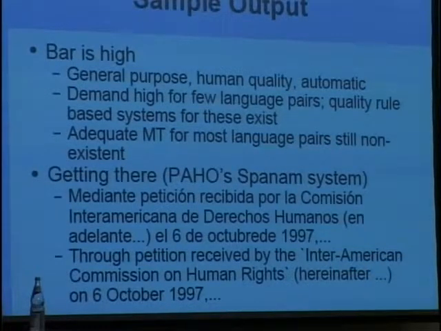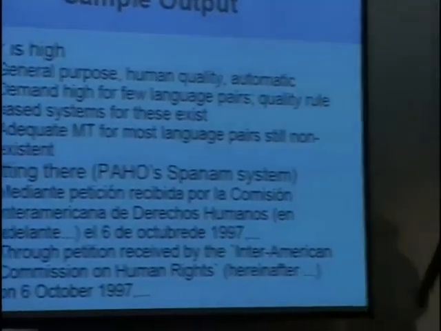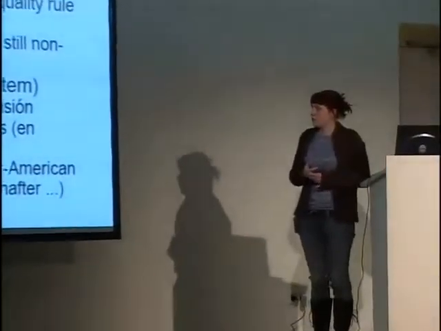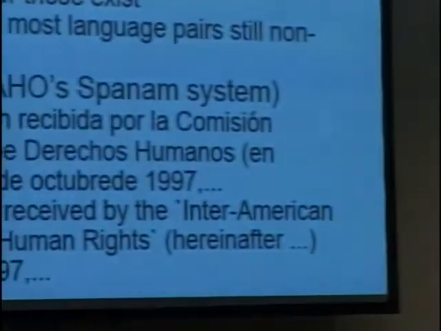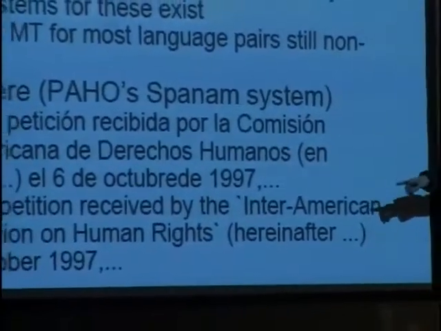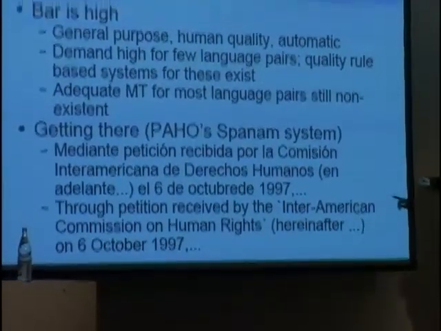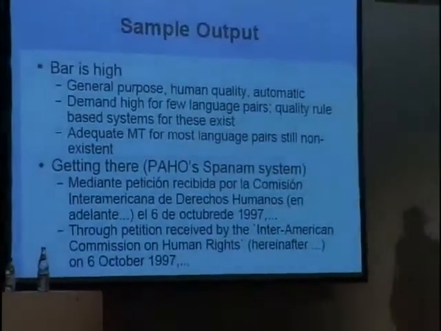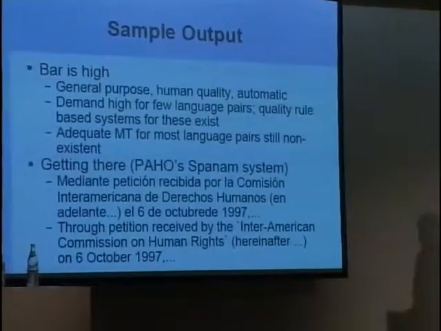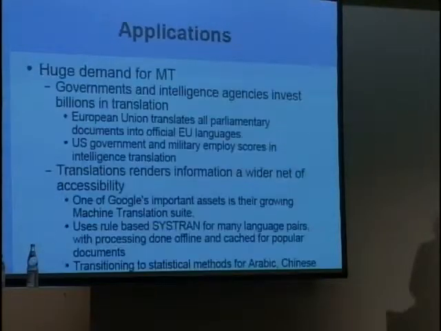Here's some sample output. I'm not going to read this all here, but you can sort of see the output is right here, and it's adequate. This is one of the better MT systems. "Through petition received by the Inter-American Commission on Human Rights hereinafter on 6 October 1997." So I missed a couple things. This should be hereafter. October 6th, though we can parse that, maybe we want to switch those two, and petition probably needs an article like the or a or something like that. But you can parse it, so it's getting close.